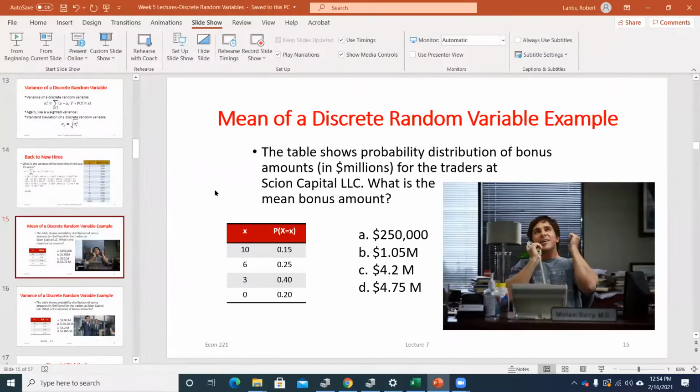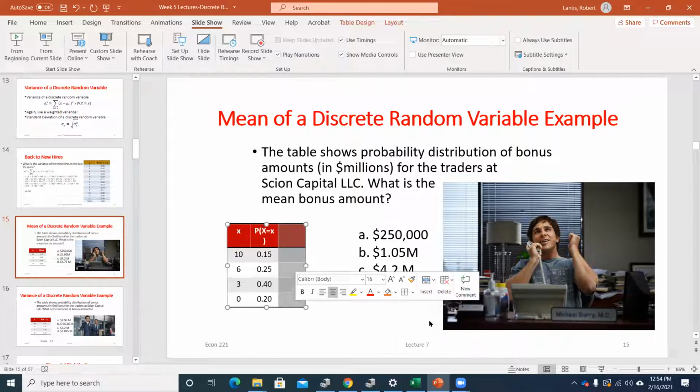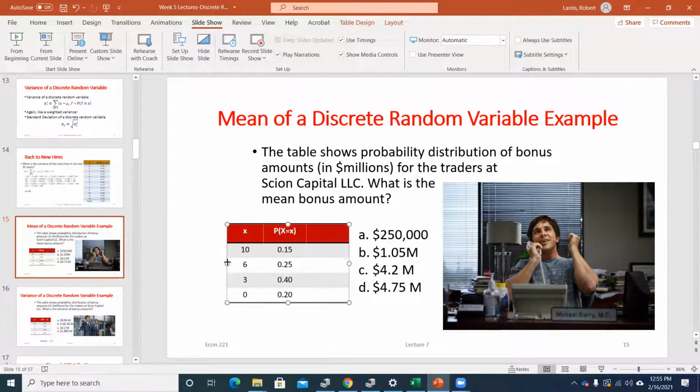But if we wanted to actually calculate what this is, right next to this data I'm going to insert a column to the right here and make this a little bit bigger. All I'm going to do is go through every single outcome, take whatever the value for X is and multiply it by the probability that I see that value for X. So the first one, 10 times 0.15 is 1.5. 6 times 0.25 also ends up being 1.5. And then 3 times 0.4 is 1.2, and 0 times 0.2 is 0.